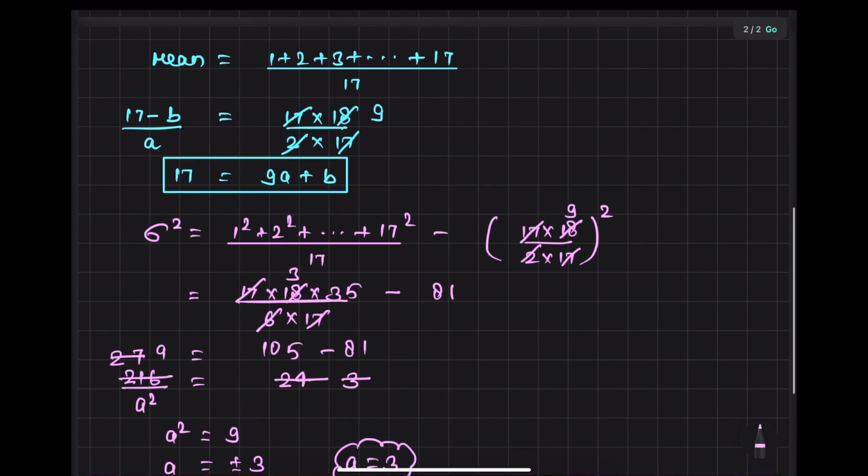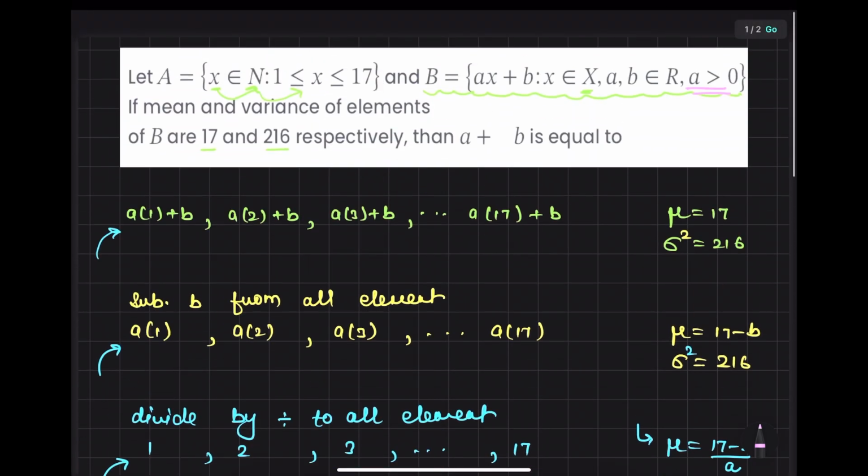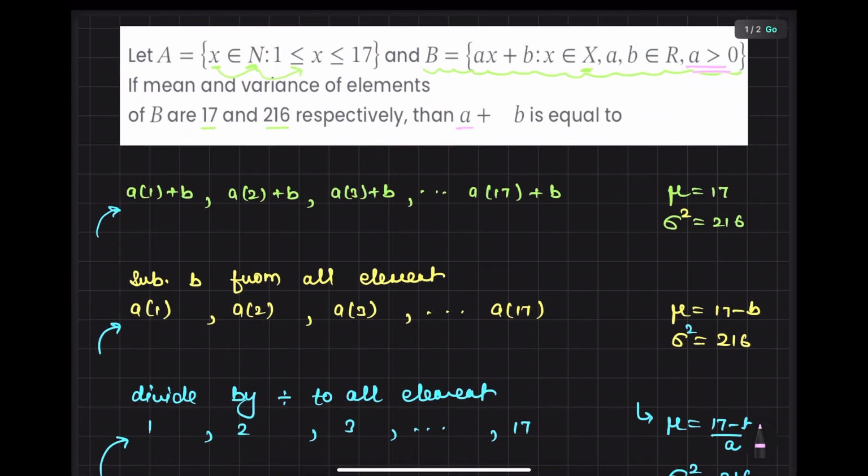Now, if a is 3, you can substitute here. So 17 equals 27 plus b, so b will become minus 10. Okay, so we got the value of a as 3 and b as minus 10. So you can find a plus b.